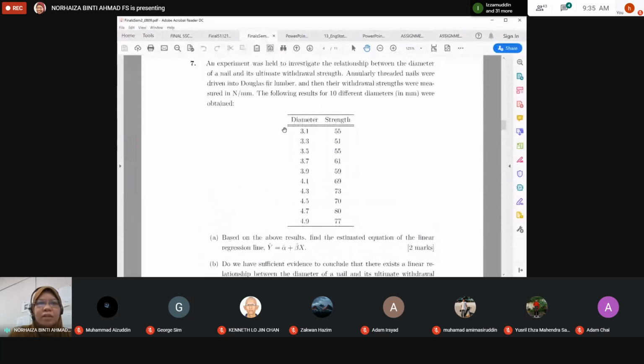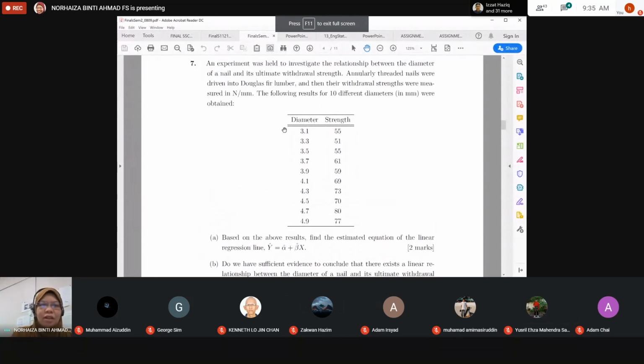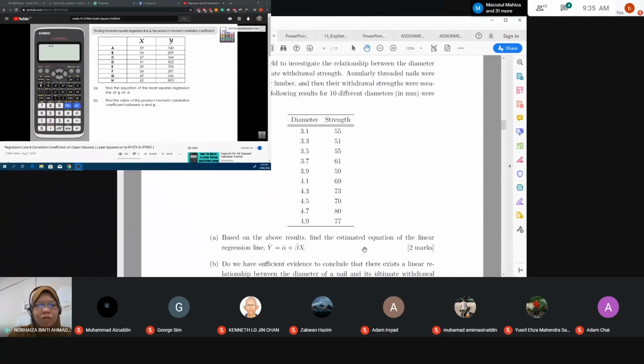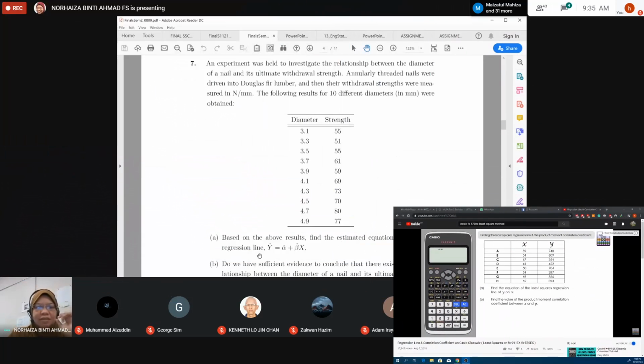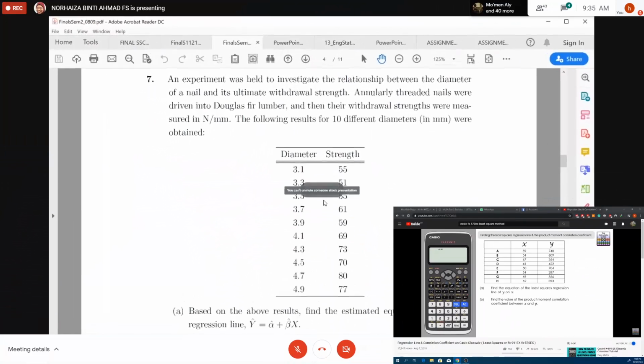It says an experiment was held to investigate the relationship between the diameter of a nail and its ultimate withdrawal strength. Here it doesn't tell you which one is y and x. So which one is y, which one is x? Which is the independent variable? Which is the dependent variable? The question is asking, find the estimated equation of the linear regression line. In this case, which one is y, which one is x, class?